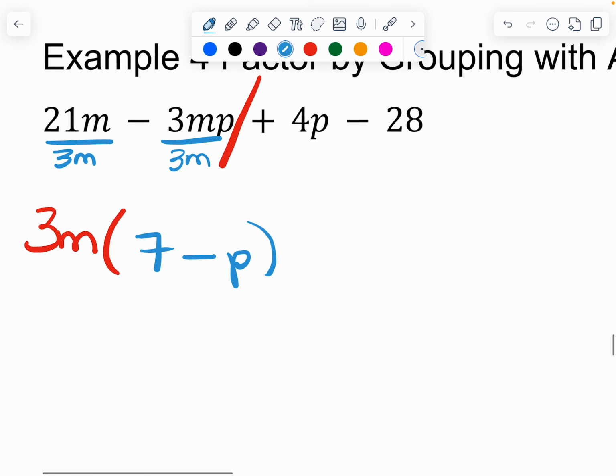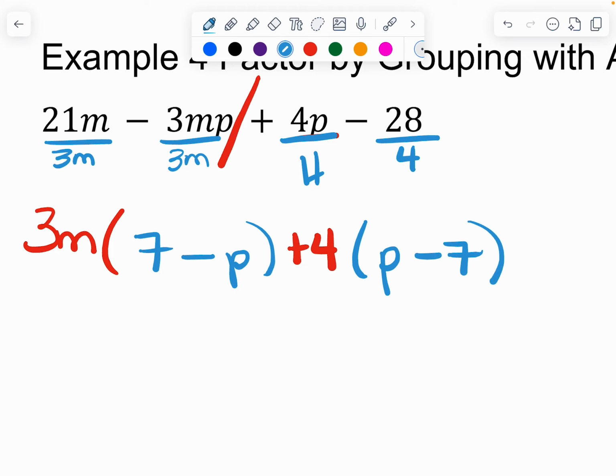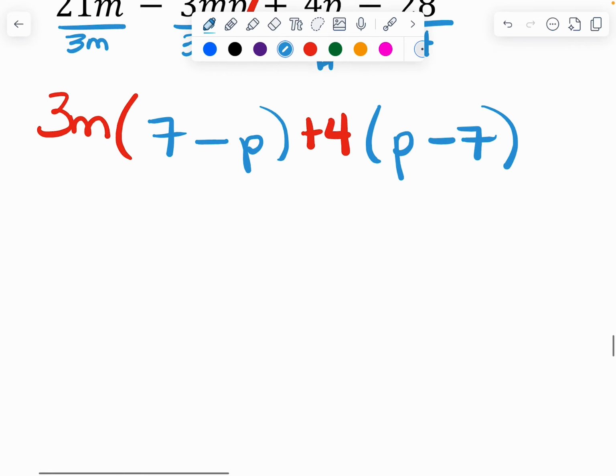Then over here, what do they have in common? They have a 4 in common, so plus 4. If I divide this by 4, I get p. Divide this by 4, and I get minus 7. Now, are these exactly the same right now? No, they're not exactly the same. But could I make them the same?